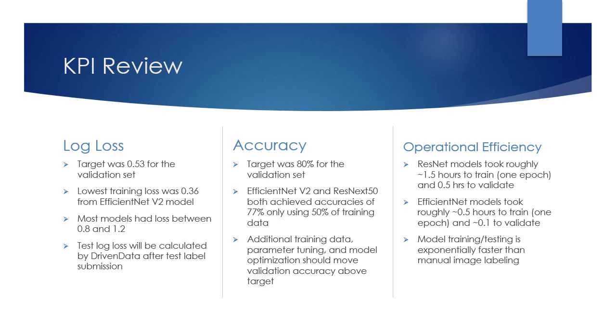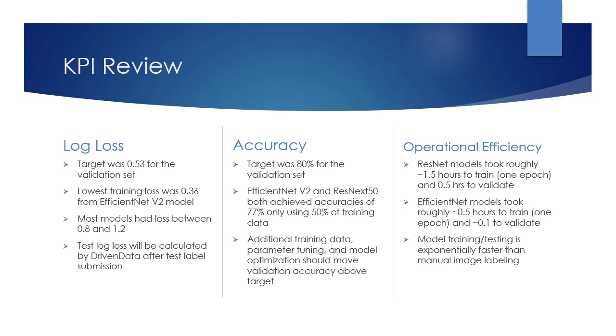So the log loss for the KPI review, I set a log loss of 0.53 for the validation set. The lowest training loss was 0.36 for the EfficientNetV2 model. Most models had between 0.8 and 1.2. The actual log loss will be calculated by DrivenData after the test label submission.